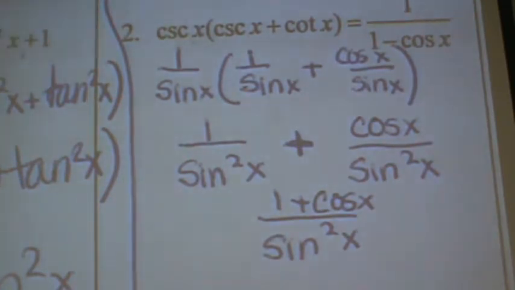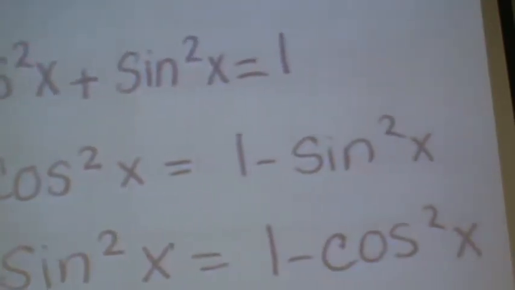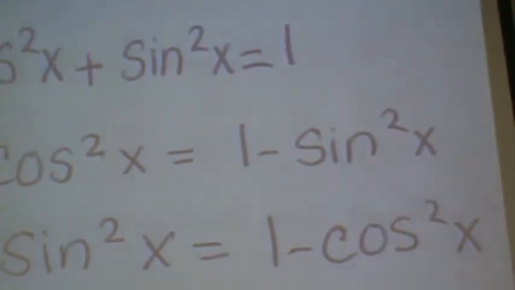Okay, now I'm stuck. Now I have to replace something. What am I going to replace sine squared with? That's the only thing I can replace. Now go to your identities. What is sine squared x equal to? 1 minus cosine squared, so let's replace it.